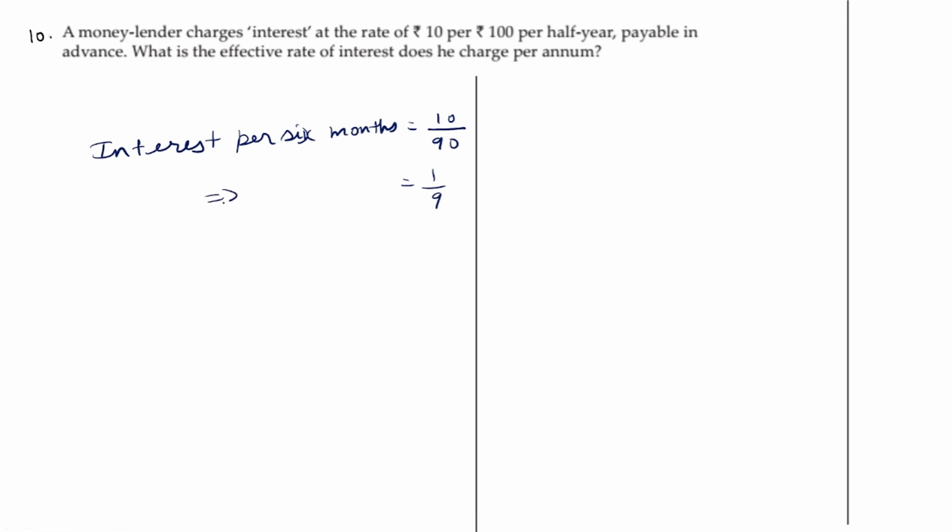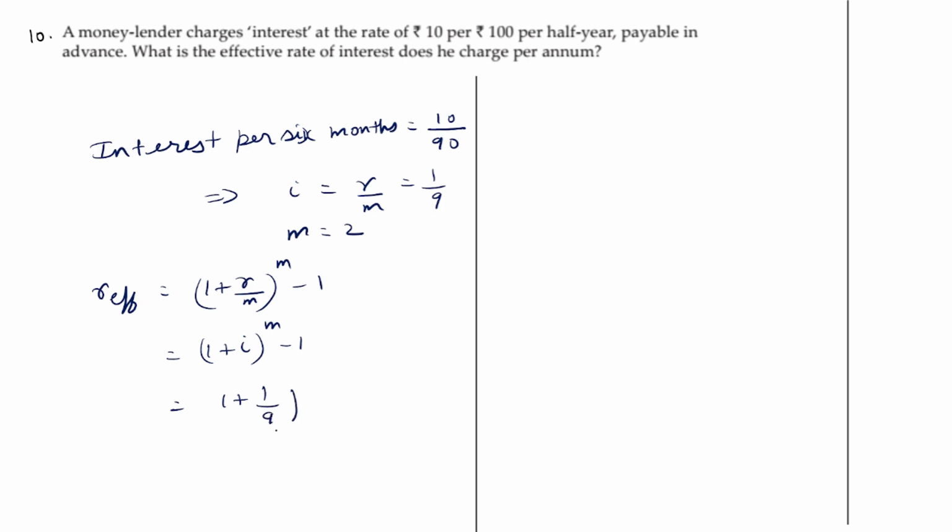Interest per period I is equal to R by M, equal to 1 by 9. So the effective rate of interest charged per annum is calculated as R effective equal to (1 plus R by M) the whole raised to M minus 1, or (1 plus I) the whole raised to M minus 1. Interest per period is 1 by 9. So the number of periods M is equal to 2. So here we have (1 plus 1 by 9) the whole square minus 1.